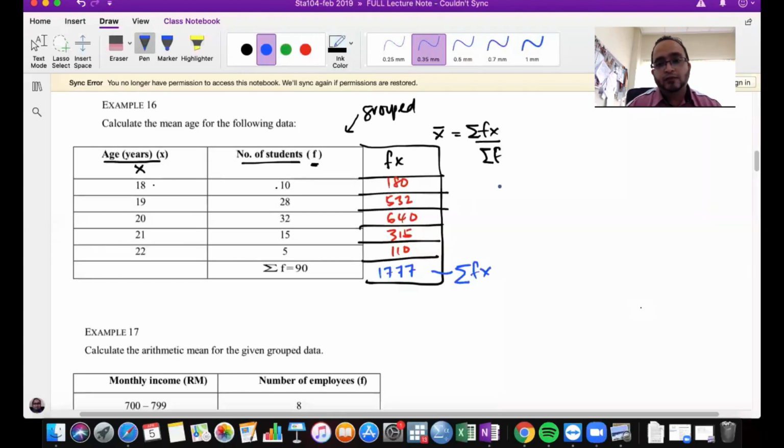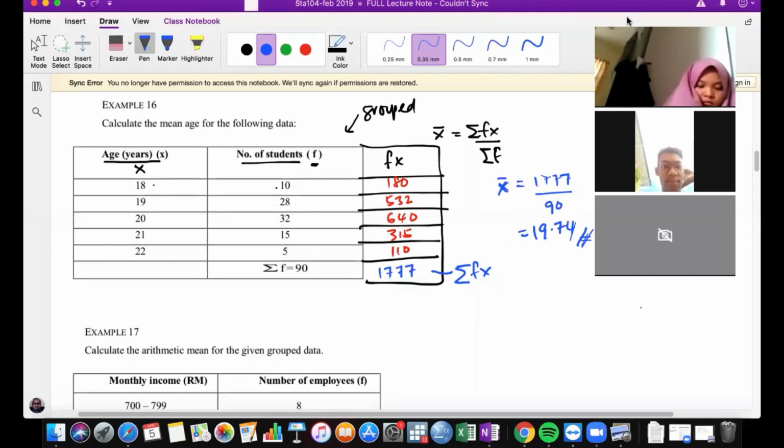So once you have the value, plug it into the formula. x bar should be equal to 1777 divided by 90, and this should be equal to 19.74. So this is the value of the mean age of the students. Are you okay?